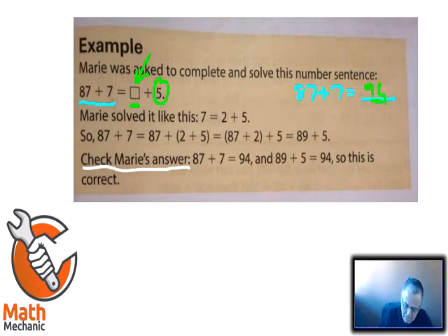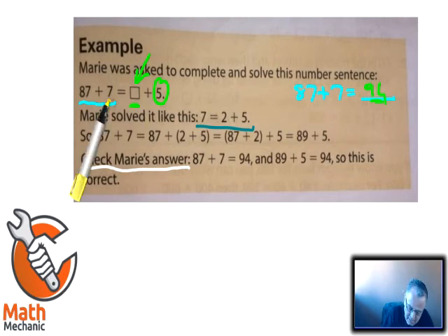This example says Maury solved it like this: 7 is equal to 2 plus 5. The child now needs to look at that and think about it. Evaluate. That's what this example is all about. Evaluate, not stipulate this is the way you must do it. They are saying this is the way it was done. Check it. Is it accurate? Does it work? That's all this example is about. So let's take a look at what she did.